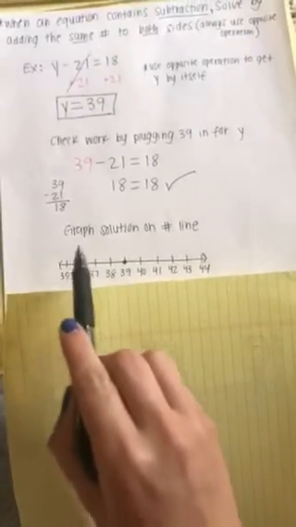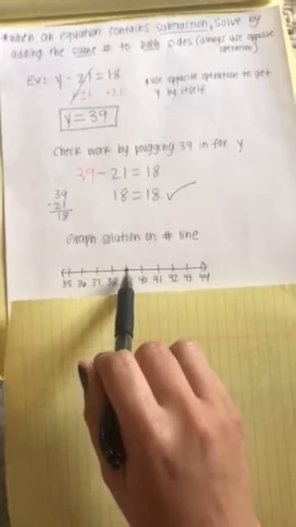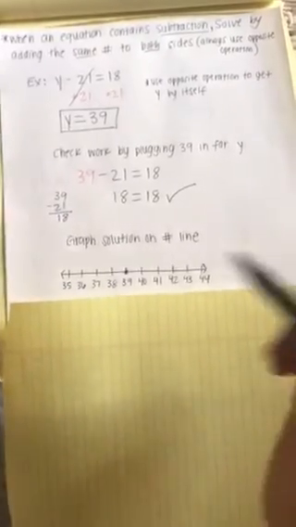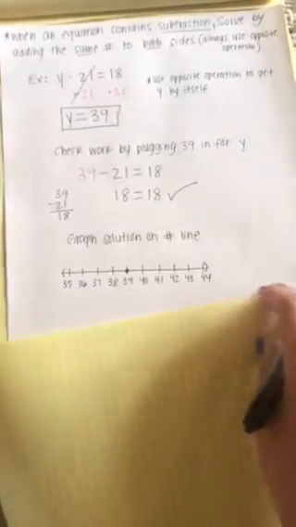We know we're right. We're going to graph that. Find the 39. Notice it's a whole number, but if it wasn't a whole number, say it was 39.5, then we would put it in the middle of the 39 and the 40. But it's a whole number here, so that's fine.